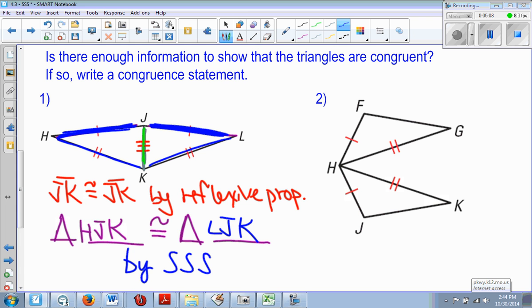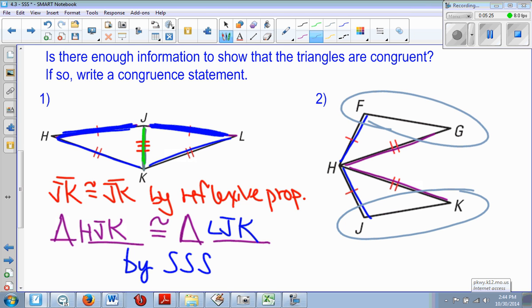Now, if we move on to number 2, in order to show that you have congruent triangles, we have to show we have 3 congruencies. Well, right now we have 2. We've got the sides I highlighted in blue and the sides I highlighted in purple. Now, if you look at the third pair of sides, be careful. Yes, they look like they're the same length. However, remember in geometry, because it looks like it is not a valid reason.